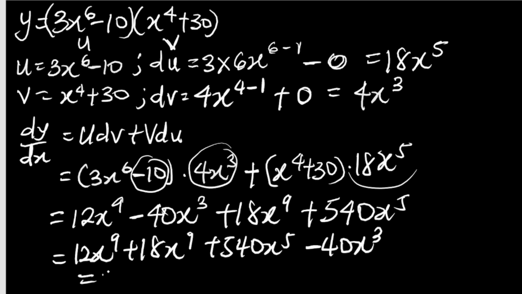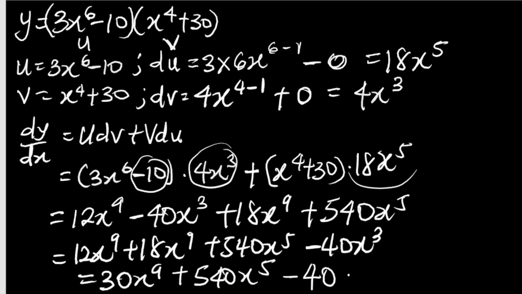Okay, now looking at this 12 and the 18, they have the same power, so we can add them to give us 30x^9 plus 540x^5 minus 40x^3. So that is the solution to this question. I hope you understand that.